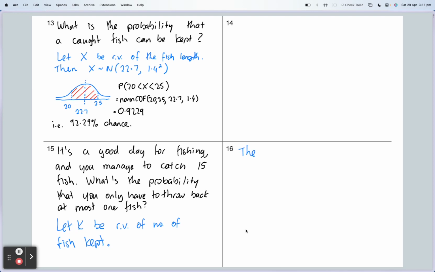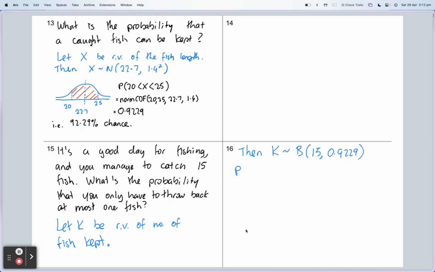Then K is distributed binomially with 15 trials, because we caught 15 fish, and a probability of, well, that's what we worked out over here. Each fish has a 92.29% chance of being kept once caught. We caught 15 fish, so each of these fish had a 92.29% chance of being kept. So that becomes my binomial distribution.